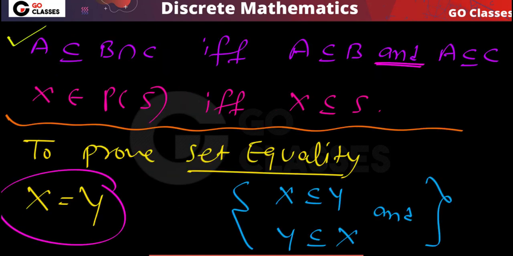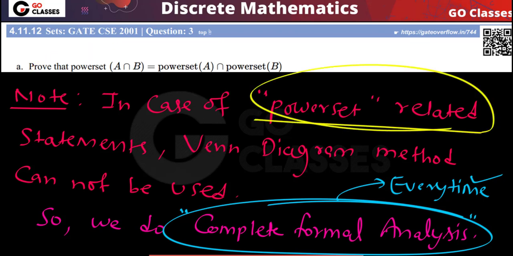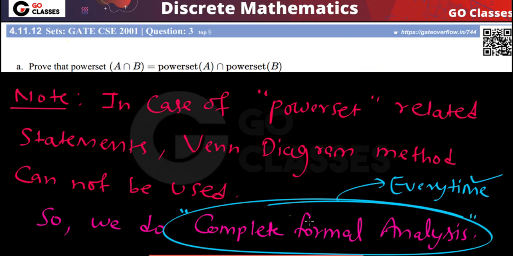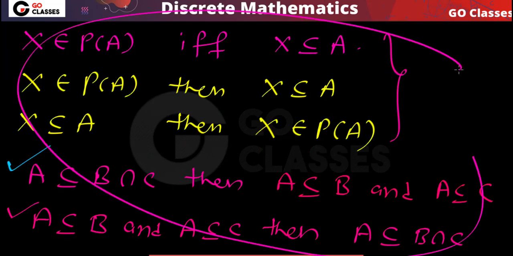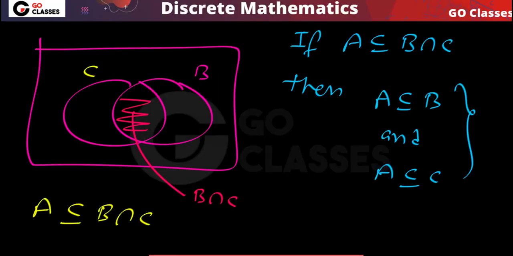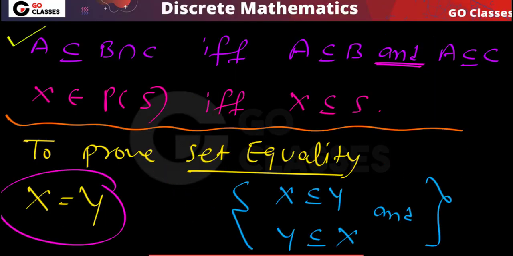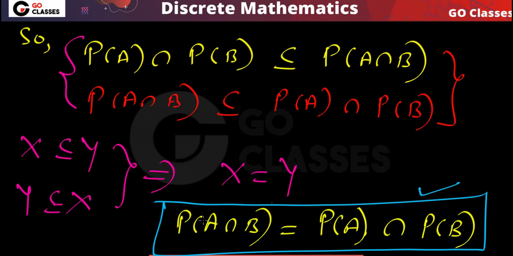Very simple. Remember, in this question power set is involved. So if there is any question related to power set, then a Venn diagram cannot help you. This complete formal analysis is very important. You can notice in this question what we have done. First I told you all the concepts that we need to know. These are the basic concepts that we have seen in the class. We have seen each of these concepts already, but I am telling you again that we will use these concepts in this question. So in this question, using these concepts, we have proven this statement, and this was our task.